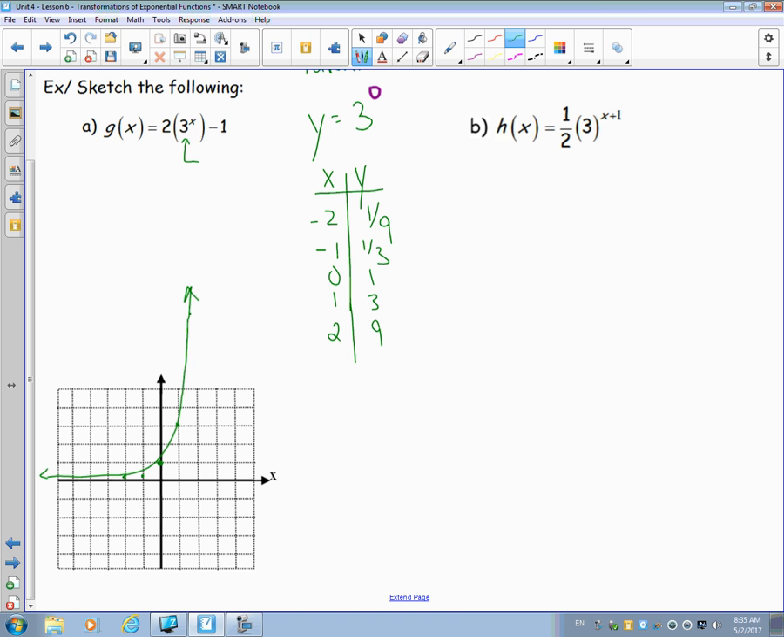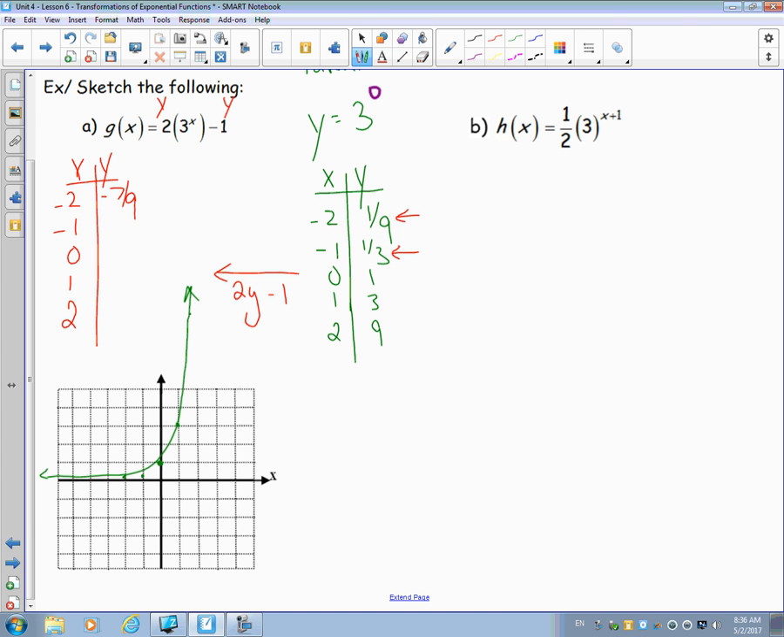If we try actually sketching the new transformed functions, we'll do letter A here first. We have to apply some transformations to this table. This is a y thing, and so is this. So double the y's and subtract 1. My x's will stay the same. So -2, -1, 0, 1, 2. My y's, I have to multiply them by 2 and then subtract 1. So if we do the first one, that's the 1/9. We'll get 2 times 1/9 is 2/9. Minus 1 is -7/9.